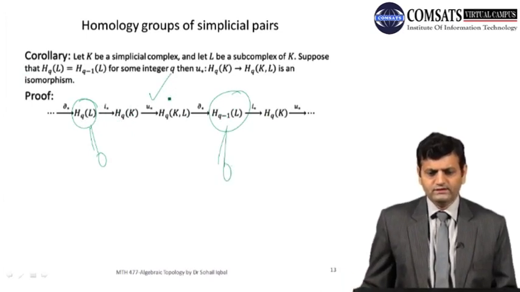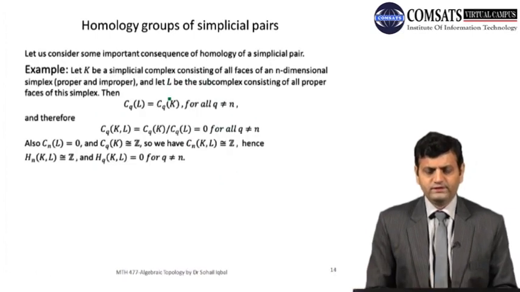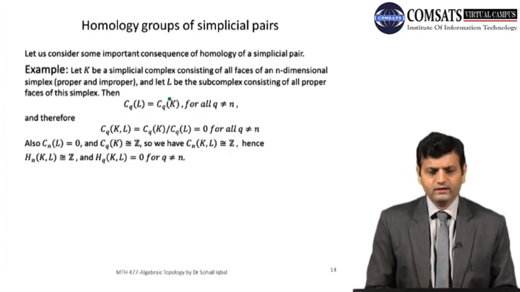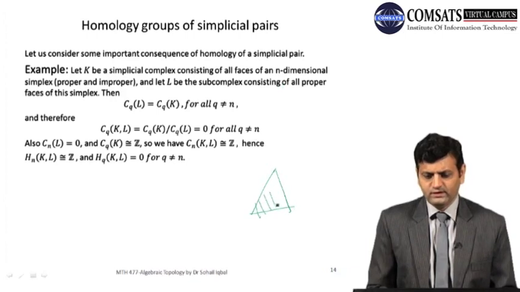So let's see how these results apply to calculate homologies. If we have a simplicial complex consisting of all faces of an n-dimensional simplex, so we have a simplex and consider all faces of the n-dimensional simplex. For example, consider this two-dimensional simplex, and it has one 2-face, three 1-faces, and three 0-faces.